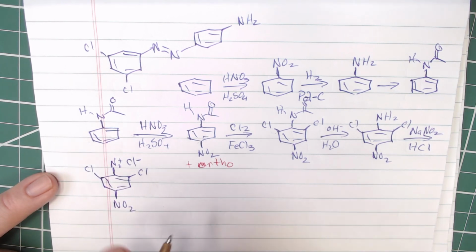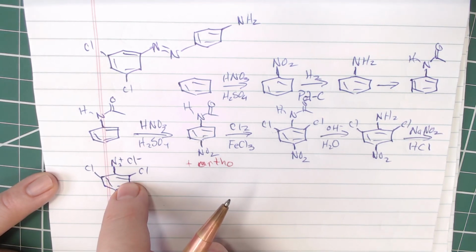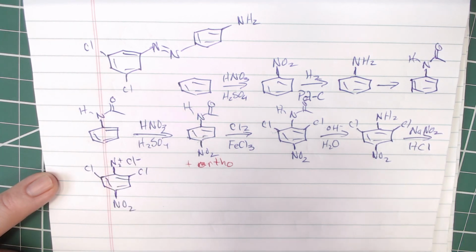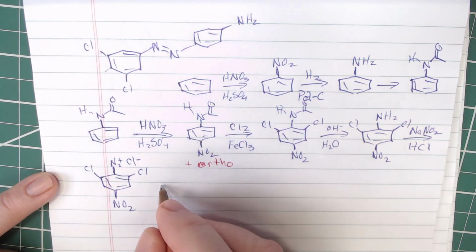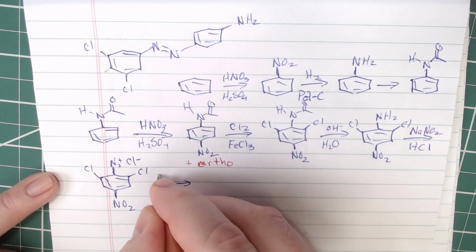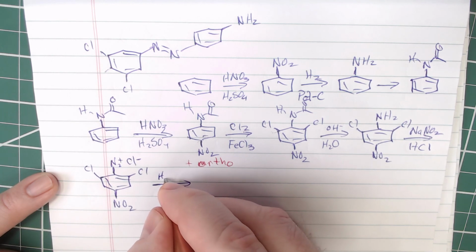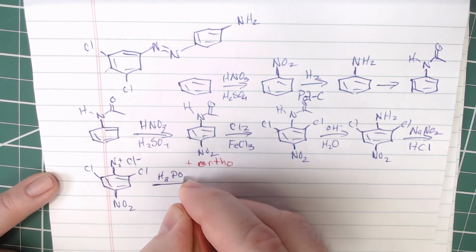All right. That diazonium salt, we're going to convert that into hydrogen. And that's because we don't want anything here. We wanted to convert that into hydrogen. And we'll do that using our hypophosphorus acid, so H3PO2.